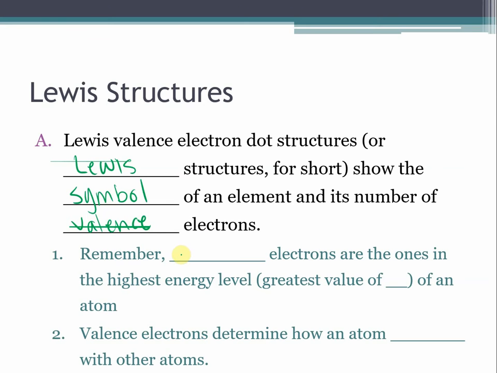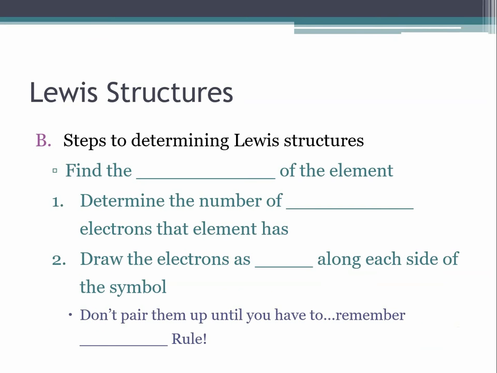So remember, valence electrons are the ones in the highest energy level, the ones with the greatest value of n for an atom. They're also the ones that determine how an atom reacts with other atoms. They determine how it behaves chemically. So Lewis structures are just the symbol and the number of valence electrons. The steps for writing them are real simple.